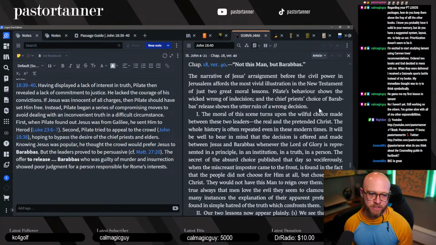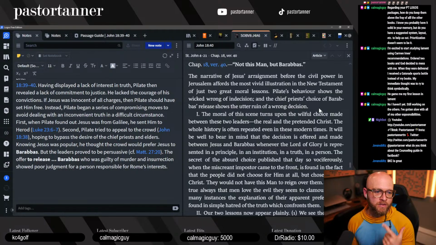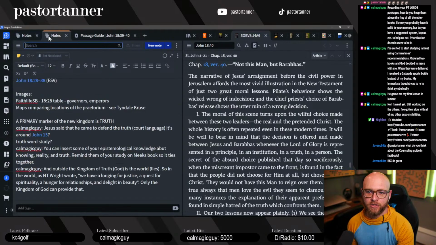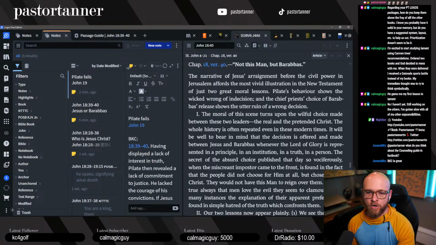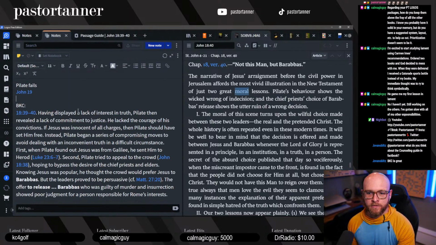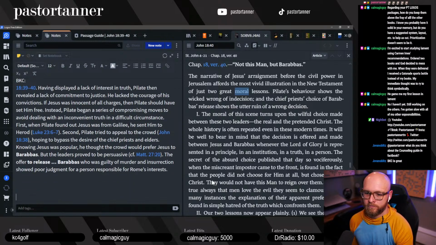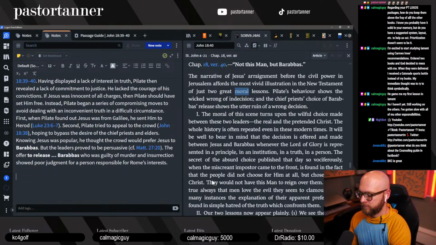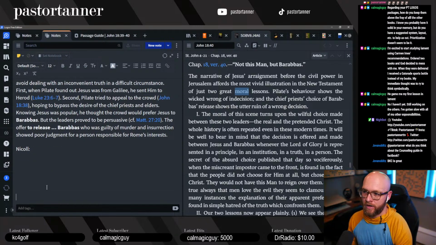Not this man, but Barabbas. The narrative of Jesus' arraignment before the civil power in Jerusalem affords the most vivid illustration in the New Testament of just two great moral lessons. Pilate's behavior shows the wicked wrong of indecision, and the chief priest's choice of Barabbas shows the utter ruin of a wrong decision. See, that also goes to our new note, right? And you can see we're going to preach one sermon that's focused on the wrong decision of the Jews, but Pilate needs to be touched on later, right?